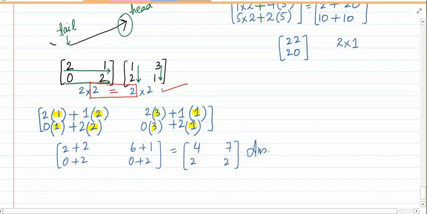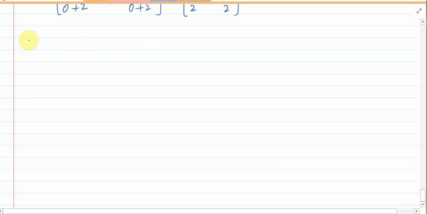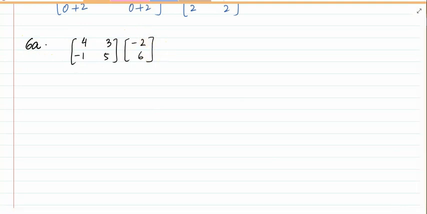So that is a method to solve matrix multiplication questions. I hope that you have an idea of matrix multiplication now. It is so different from scalar multiplication, right? After that we are moving towards question number 6, part A. Same exercise, same book. It says 4 minus 1 3 5 multiplies with minus 2 6. Now at first you need to stop the video and try it by yourself.